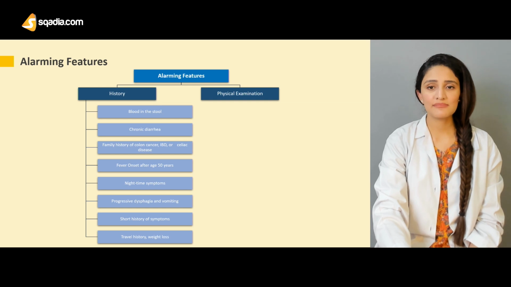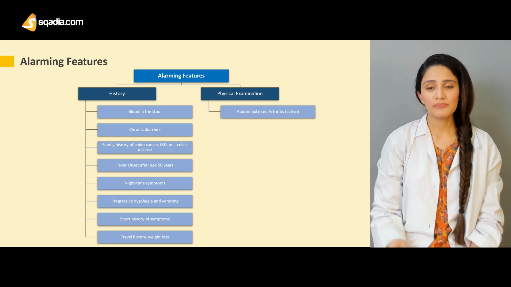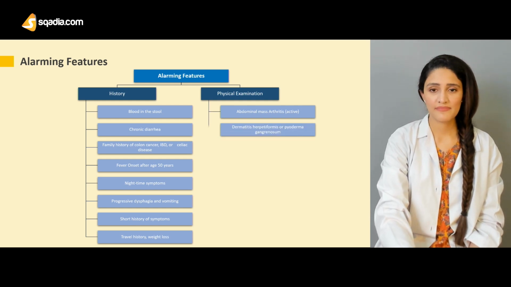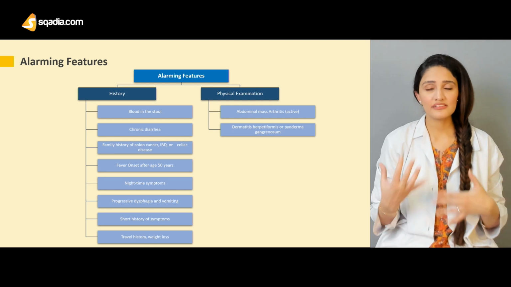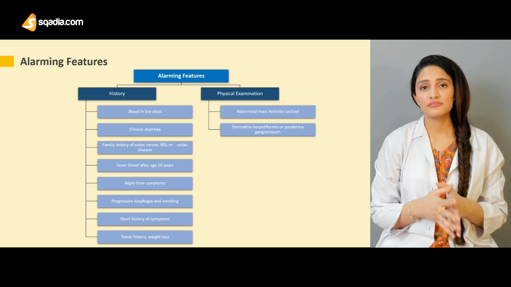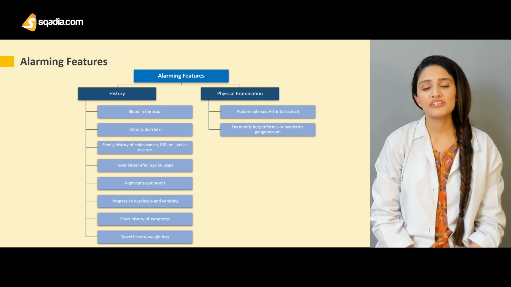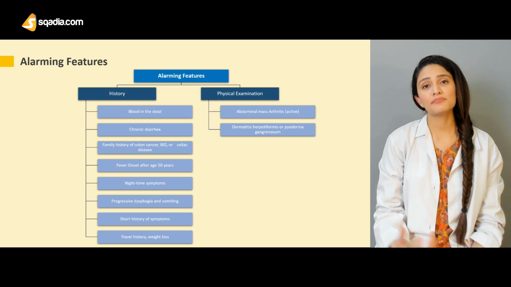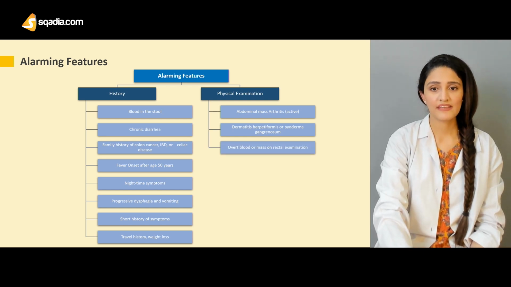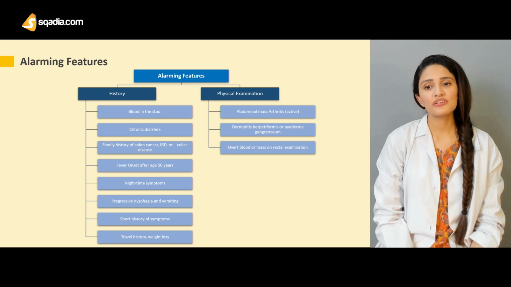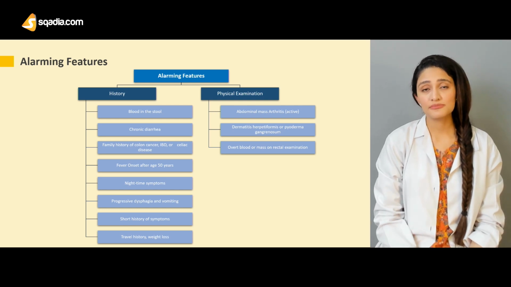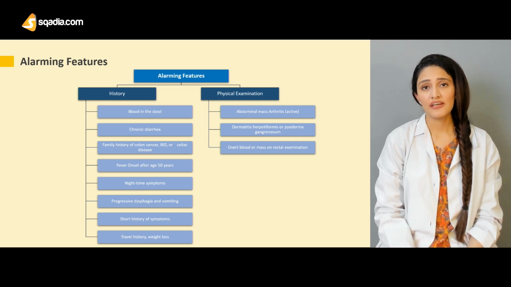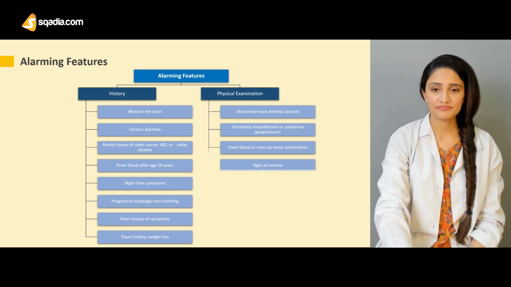And then the physical examination could include abdominal mass, and we could also see if the patient has any active arthritis. We need to have a skin examination. While having a general physical examination, we need to see if the patient has any dermatitis herpetiformis or any pyoderma gangrenosum. Any overt blood or rectal mass within the rectal examination. So a rectal examination is also very, very necessary. This is one of the alarming features.